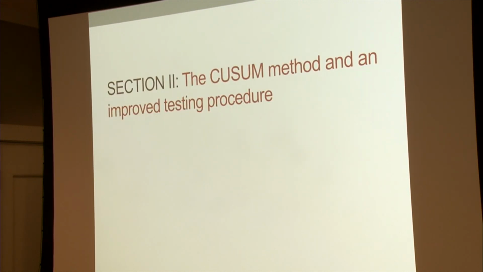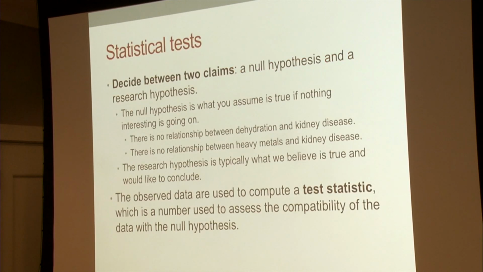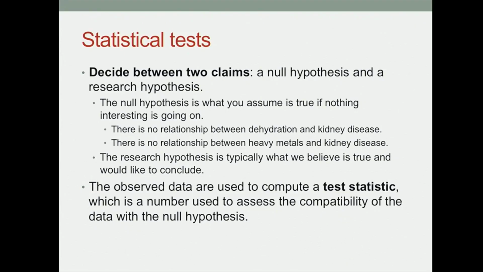So let's talk about statistical methods and at least one approach to solving this problem. So statistical tests. So you're back in introductory statistics now. Okay, so when we're doing statistical tests, this is a formal mechanism for deciding between two competing claims. And usually we call them the Null Hypothesis and then either the alternative or research hypothesis.